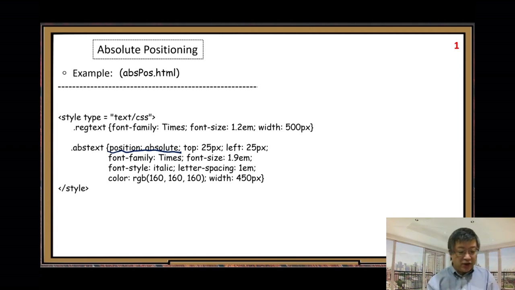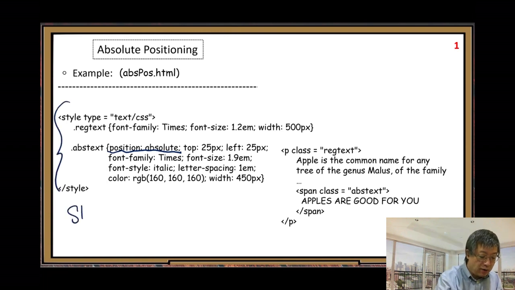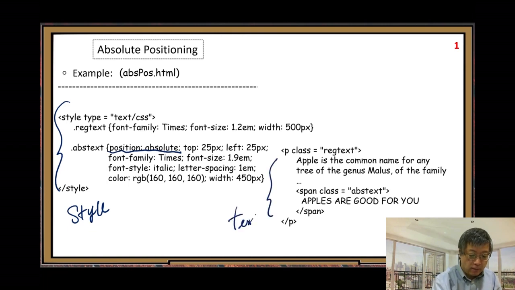When we look at the example, with this absolute position, how do we adjust top, left? Then for the font style, we make the description. Now, the text part. So this is the style part, and then this part, the text part. Now let us understand the text part.